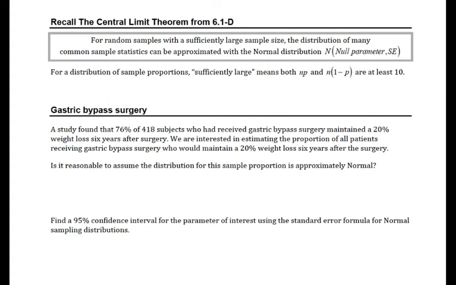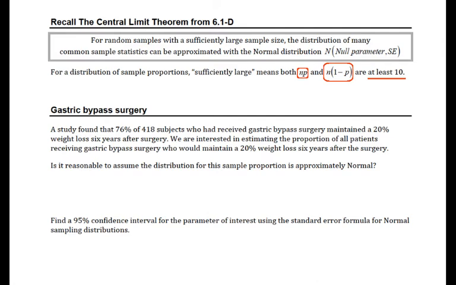So let's start from scratch now and find a confidence interval for one proportion. Recall the central limit theorem from our section on distributions. We said that if we have these two conditions met, that n times p and n times 1 minus p both being at least 10, then it's reasonable to use a normal distribution to approximate the sampling distribution.